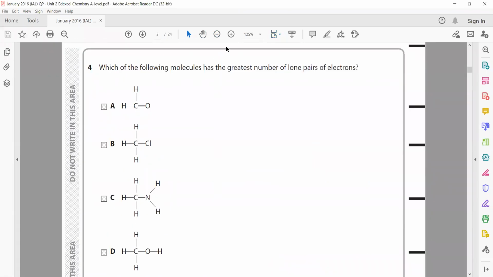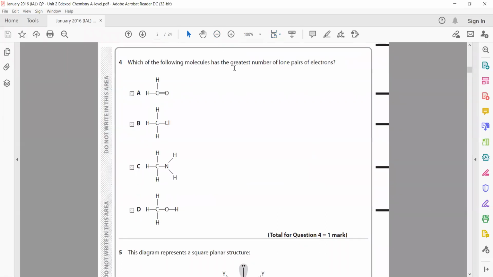Question 4. Which of the following molecules has the greatest number of lone pairs of electrons? How can we work out the lone pairs? Carbon belongs to group 4, so it will share all 4 electrons to complete the octet. Hydrogen will share 1, and oxygen belongs to group 6, shares 2, and 2 lone pairs will be there. So the first one has 2 lone pairs. Then chlorine belongs to group 7, so it will share 1, and there will be 3 lone pairs. Nitrogen belongs to group 5, so it will share 3, and there will be only 1 lone pair. And oxygen, again, there are 2 lone pairs. So which has the highest number of lone pairs? B is the right answer.